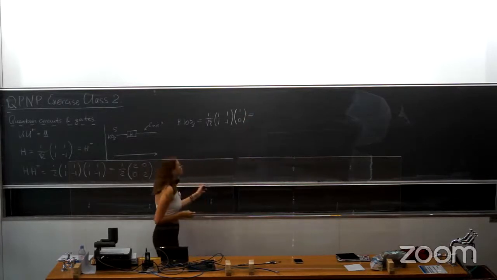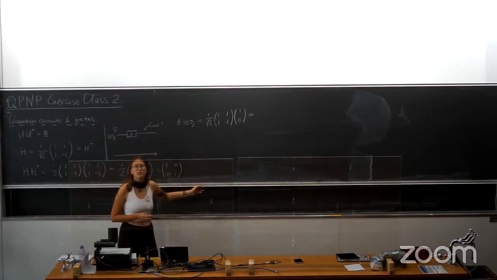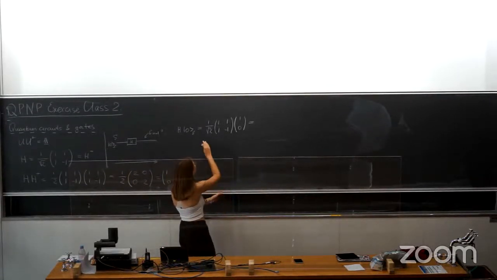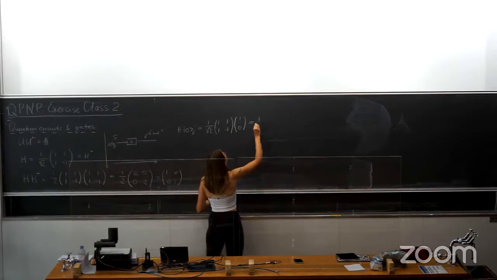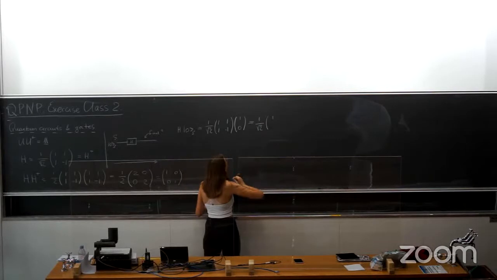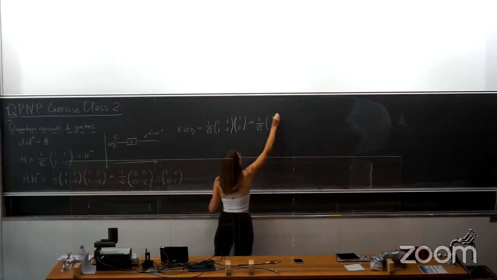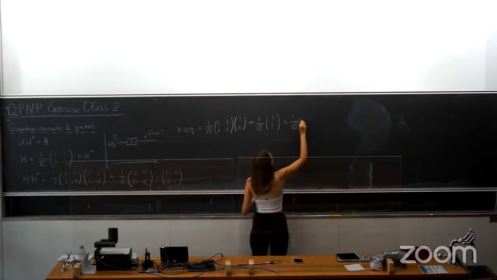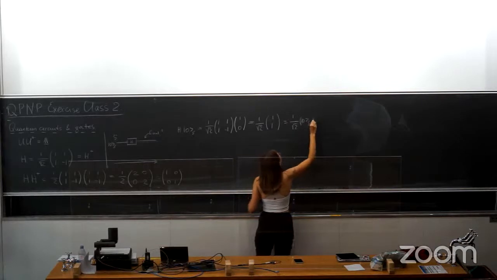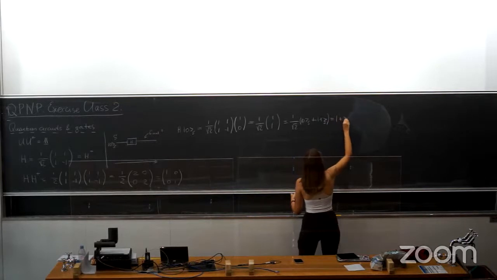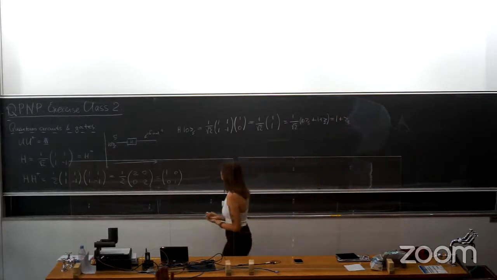So can someone tell me which state we get in the end here? Yes. Plus. Yes, exactly. We get the plus state. Why? Because here we get the following vector. The first component will be 1. The second component will be 1 as well. So this is 0 S plus 1 S, which is plus.